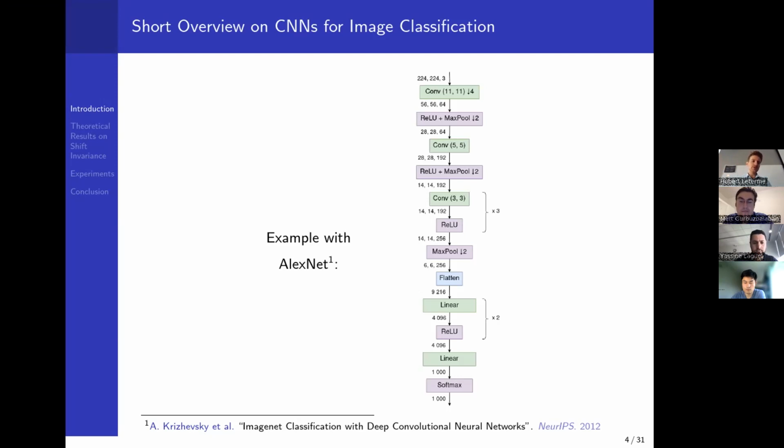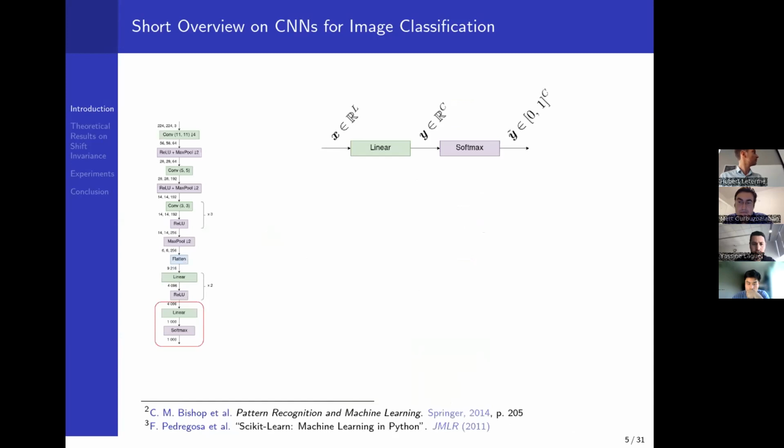To give an introduction about what a CNN is doing, we first have a look at the last two layers. I will put them here like this. This is actually a multinomial logistic regression. It consists of an affine projection into a C-dimensional space, where C is the number of labels, followed by a softmax activation.